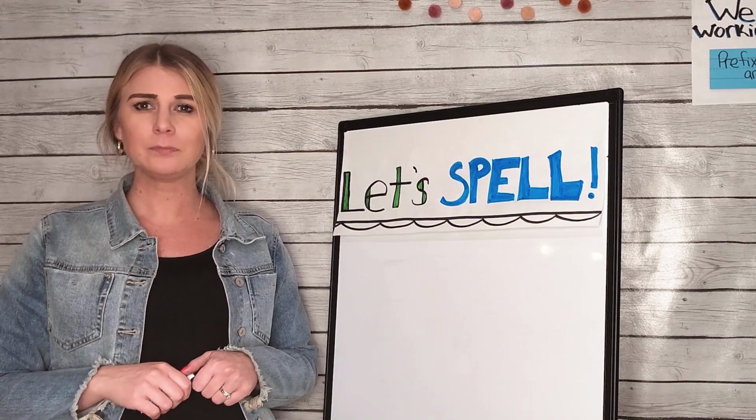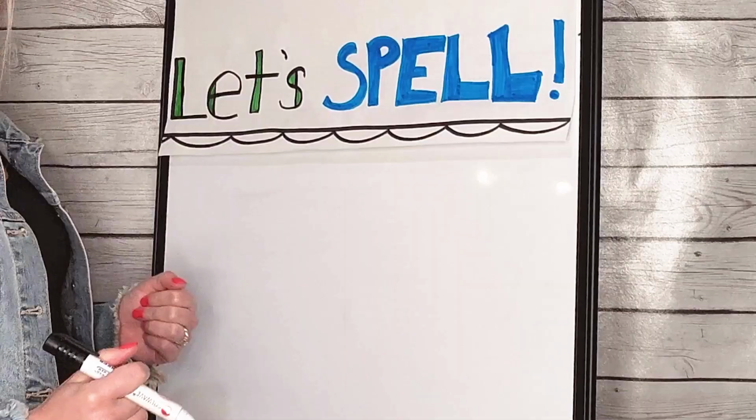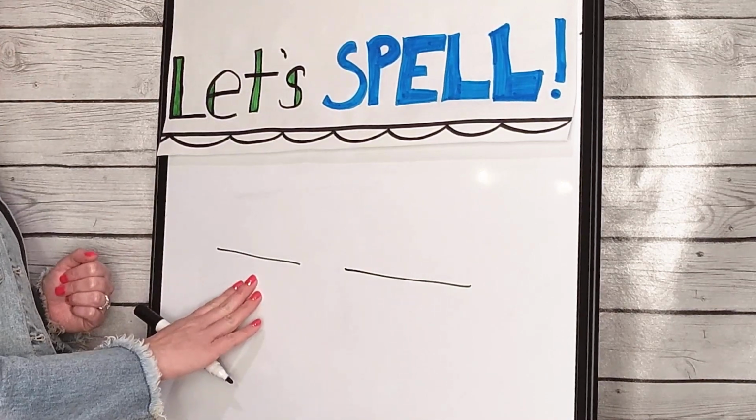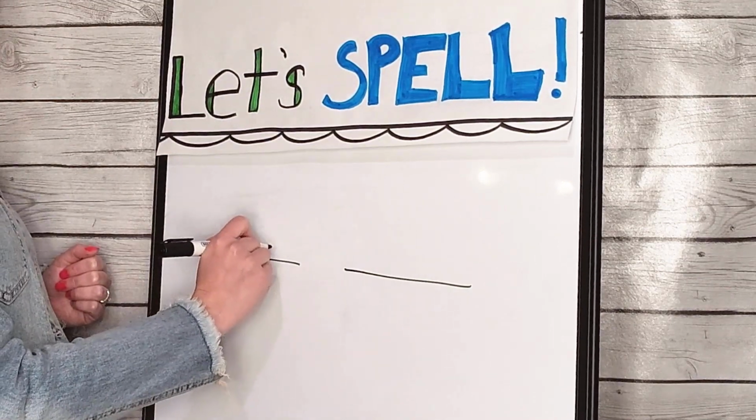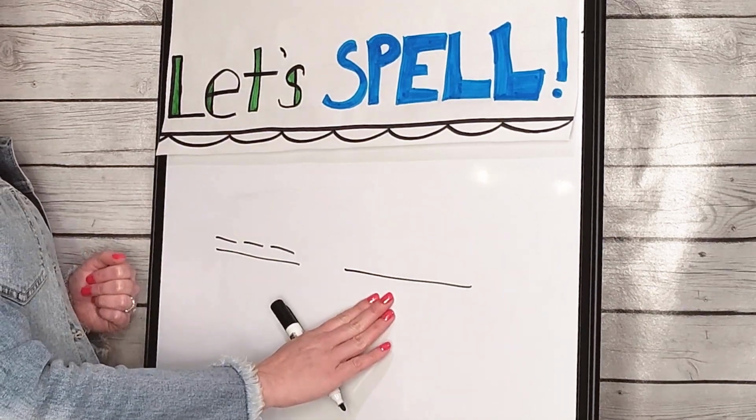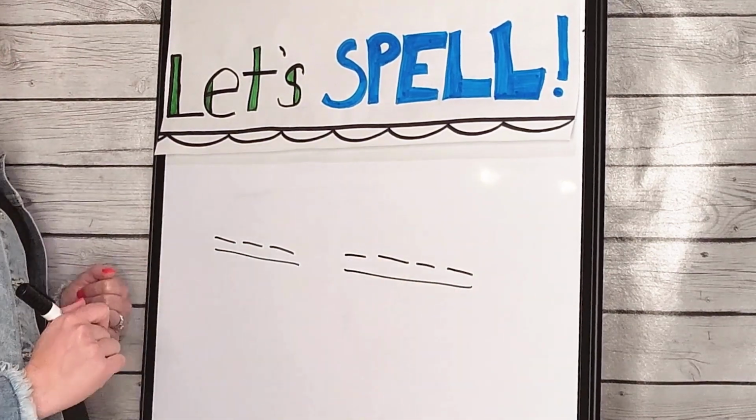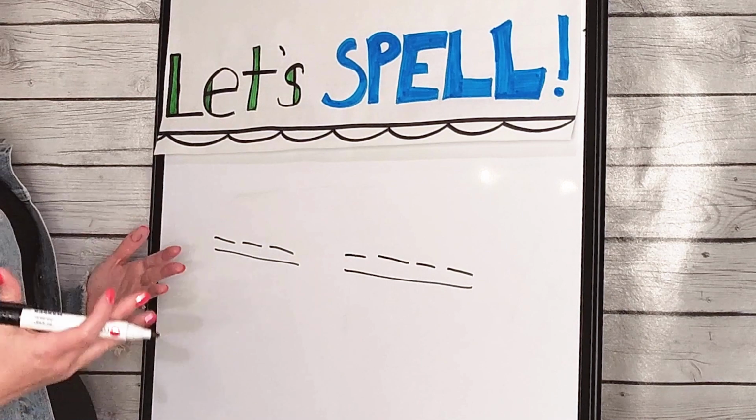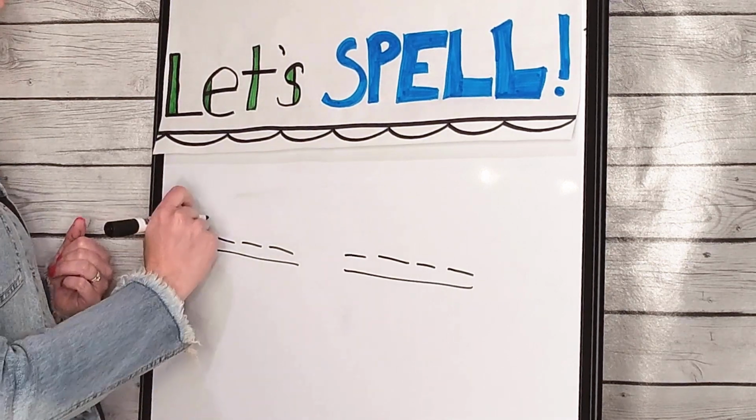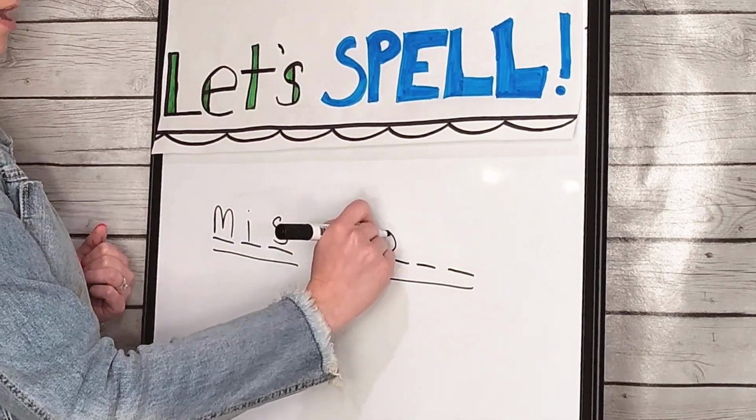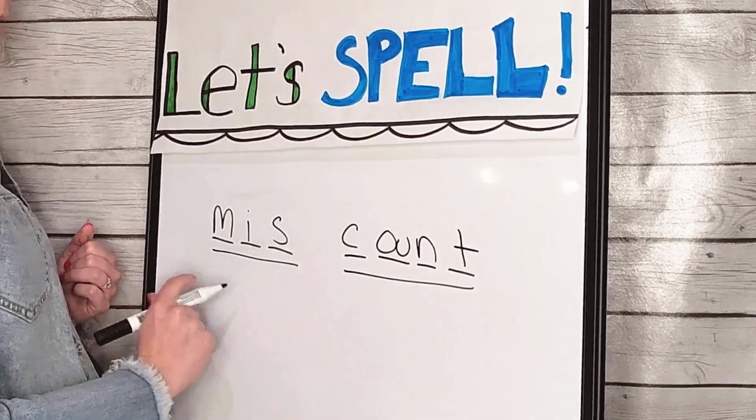Here we go. Our first word is miscount. Can you say that word with me? Miscount. When I say the word miscount, I hear two word parts. I hear mis, count. When I say the word part mis, I hear s. And when I say the word part count, I hear k, ow, t. Miscount. Now I'm going to think about the letters that represent each of the sounds in these word parts. S, k, ow, t. Miscount.